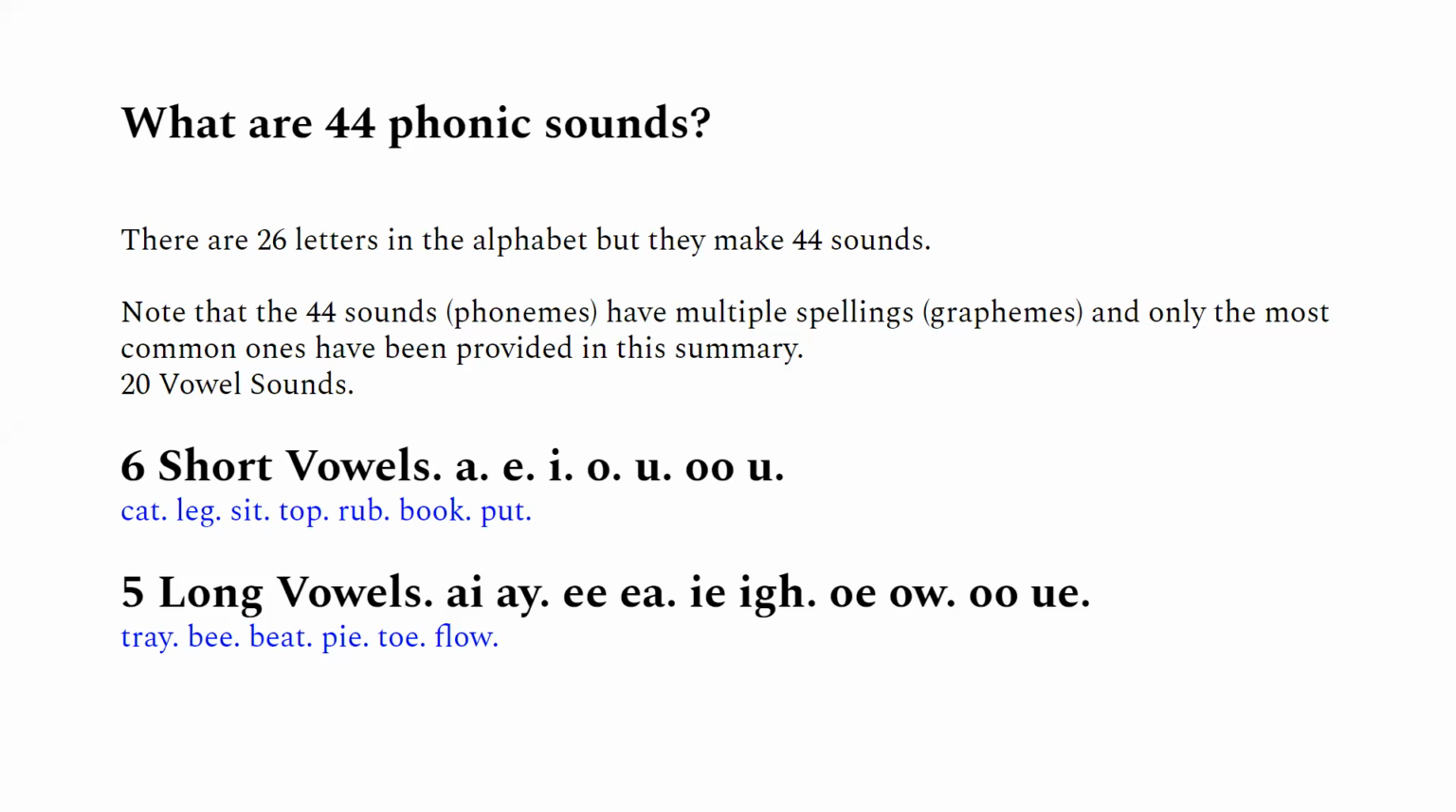Phonics gives 44 sounds from the 26 letters of the alphabet, and it's classified into three types: 6 short vowel sounds, 5 long vowel sounds, and 24 consonant sounds. I'm taking some examples for the 6 short vowels: cat, leg, sit, top, rub, book, put. And for the 5 long vowel sounds: tray, be, bite, pee, toe, flow.